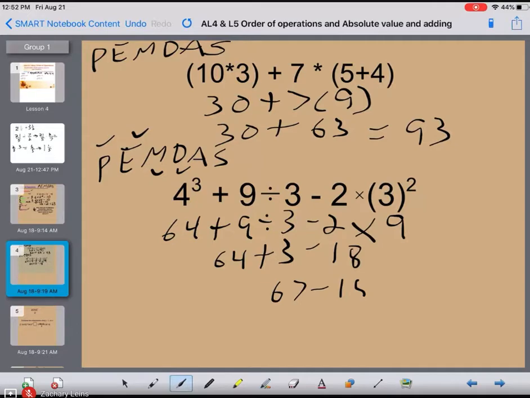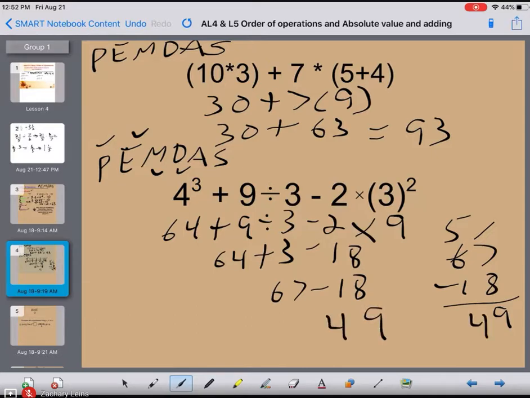Let's see here. If we do 67 minus 18, that cancels. 17 minus 8 is 9, and then we get the 4 there, so all right, we get 49. Again, I just like to go through and check off to make sure that I've done each part of PEMDAS in the proper order.